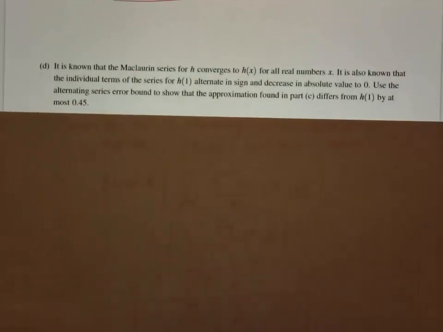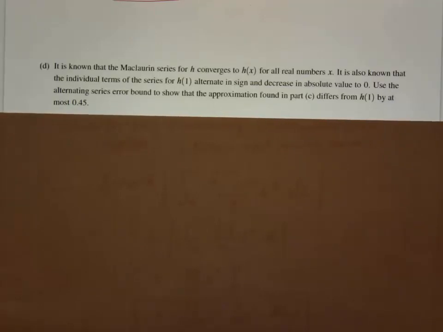And then finally, part D. It is known that the Maclaurin series for h converges to h of x for all real numbers x. It's also known the individual terms in the series for h of 1 alternate in sign and decrease in absolute value to 0. Use the alternating series error bound to show that the approximation found in part C differs from h of 1 by at most 0.45. Now this was the one topic that really was our nemesis this year, was error. So hopefully some of you were able to get this.